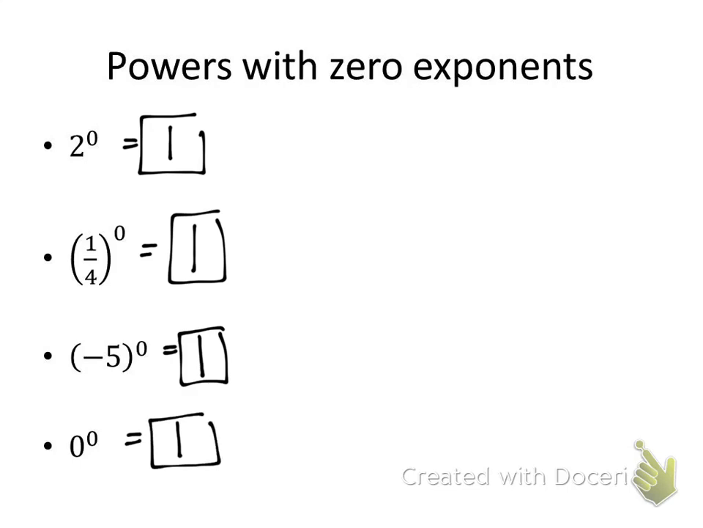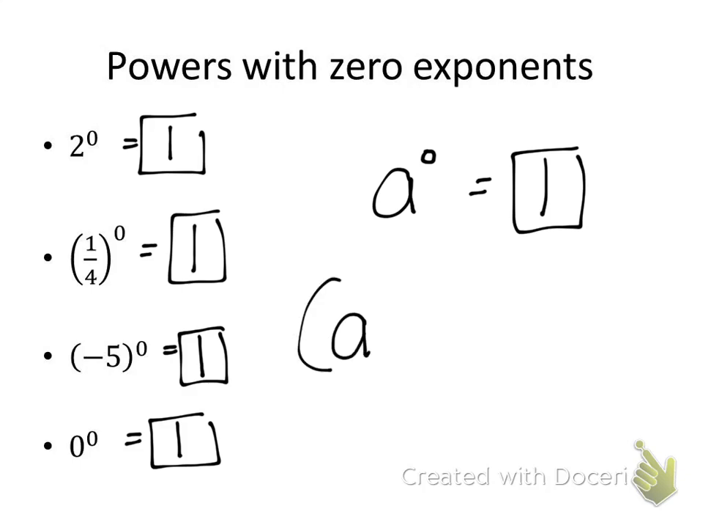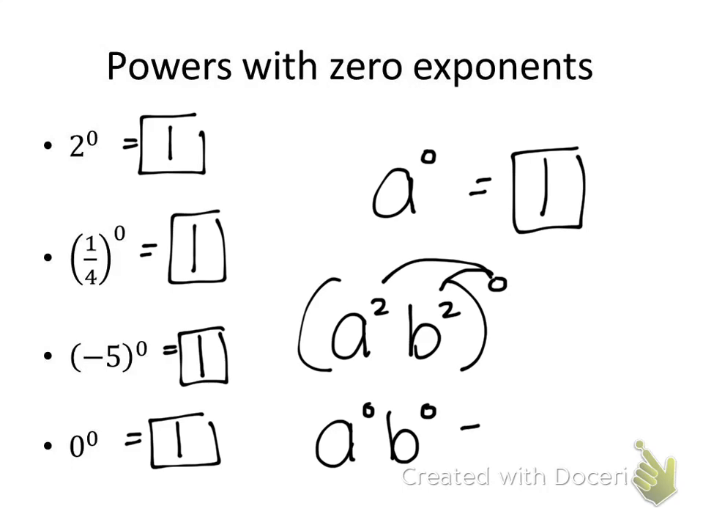Okay? What if I would have one like this? A to the 0 power. What do you think that's going to be? 1. It never changes. What if I had something like a squared plus b times b squared to the 0 power? This 0, because it would be distributed to everything, what's 2 times 0? 0. What's 2 times 0? 0. My answer would be 1. Okay, so anything to the 0 power is 1, no matter if the base is a letter or a number.